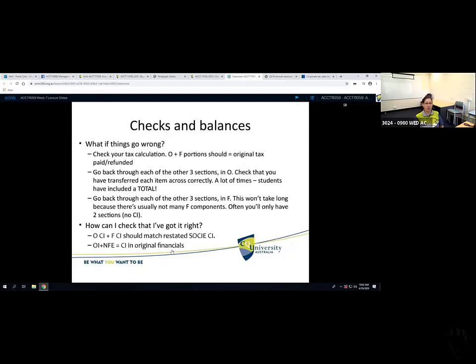If your total CI balances, you can still check that you've got it right by doing those 2 mathematical checks that I mentioned before. So checking that your split between O and F of your other comprehensive income matches what you've already done in the restated statement of changes in equity. And again, if your total CI balances, you can check that your totals for OI plus your total for NFE, so i.e. the split between O and F, matches your total CI in your original financials. So if you've got it right, there's some checks you can do. And if you've got those right, then you can be fairly confident that you've restated your income statements correctly.